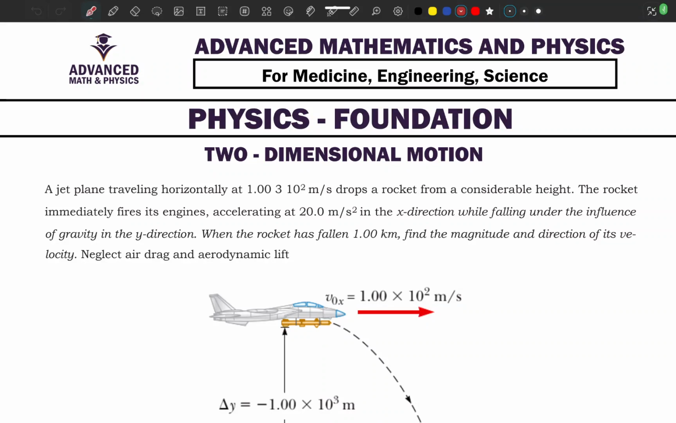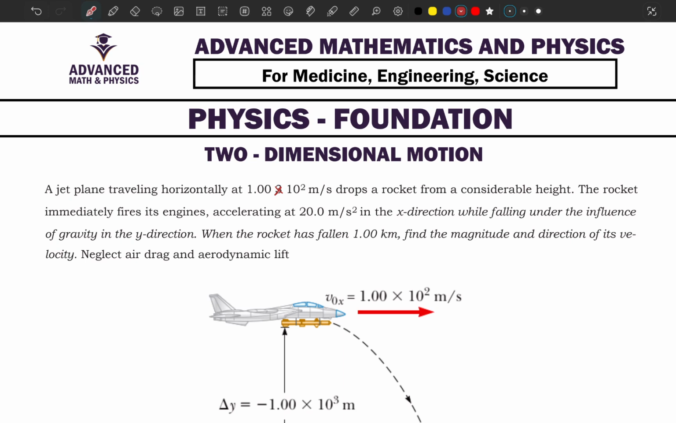A jet plane traveling horizontally at 1.0 times 10 to the power 2 meters per second as speed or velocity drops a rocket from a considerable height. The rocket immediately fires its engines, accelerating at 20 meters per second squared in the x direction while falling under the influence of gravity in the y direction. When the rocket has fallen 1.00 kilometers, find the magnitude and the direction of its velocity.